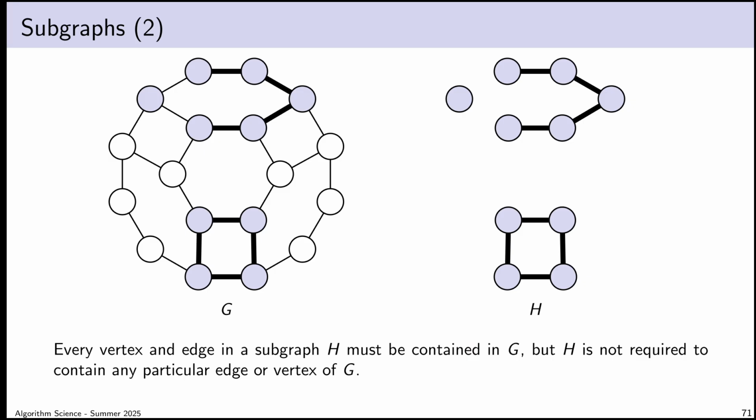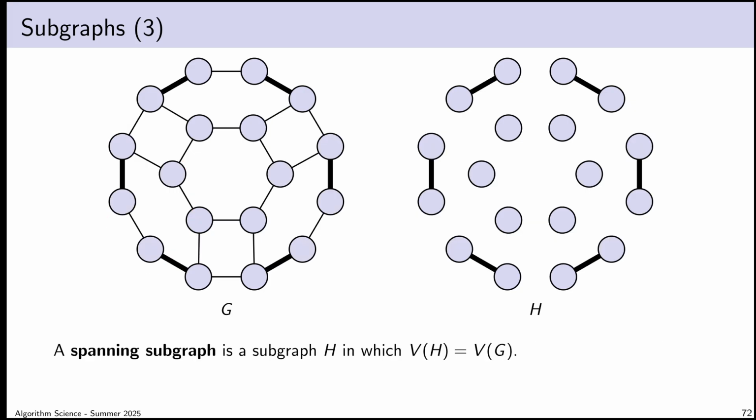So every vertex and edge in H must be contained in G, but H is not required to contain any particular vertex or edge. So there are plenty of vertices of G that H doesn't contain. In general, a subgraph can have any number of vertices as long as they're taken from the original graph, and same thing with edges. I could have a subgraph that contained all of the vertices but none of the edges, and I could have a subgraph that contained none of the vertices or none of the edges. It could actually just be an empty subgraph. Both of those would be considered subgraphs.